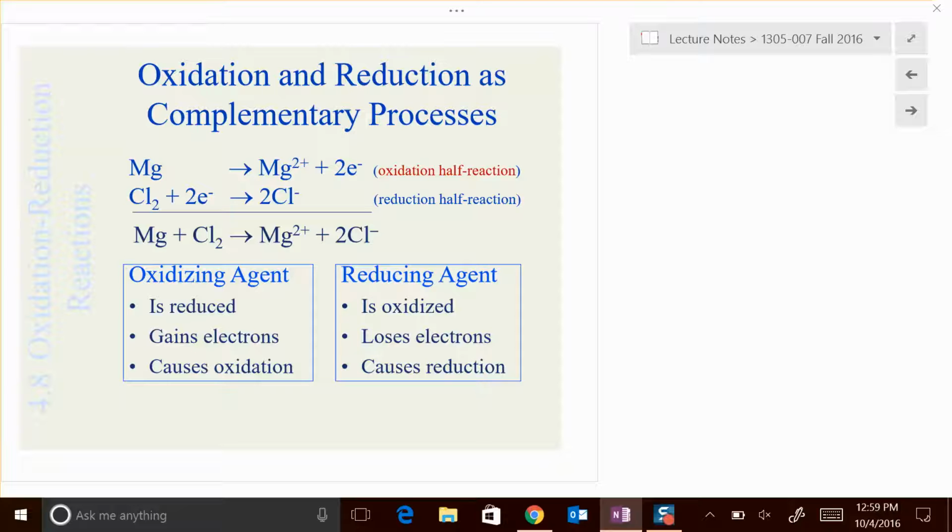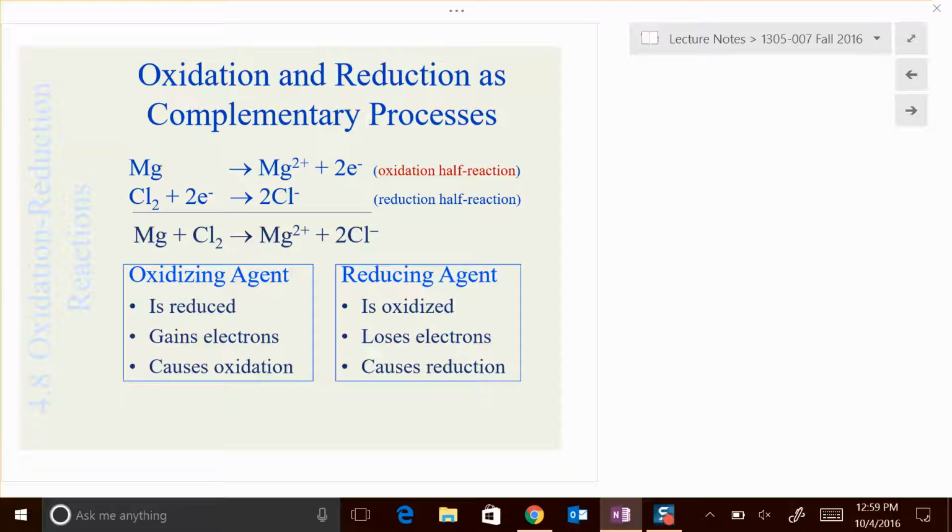Okay? Sodium in the presence of chlorine gas would do the same thing. Sodium metal, chlorine gas together, they will form sodium chloride salt, table salt. Okay? So something is causing magnesium to lose electrons, and that is chlorine.